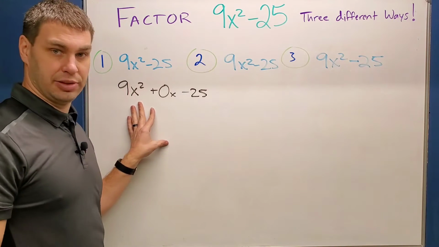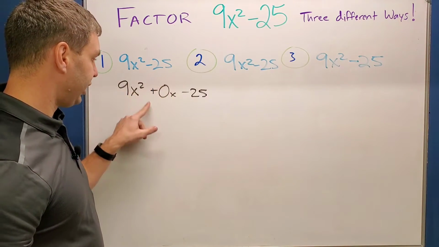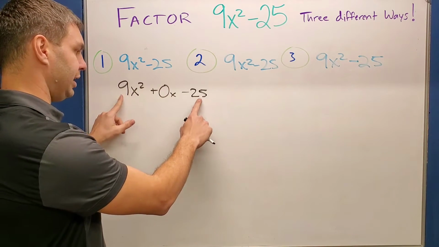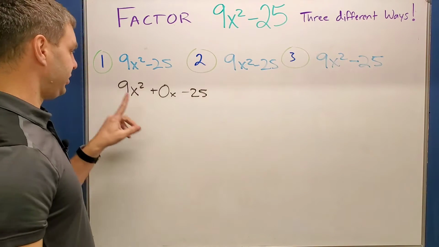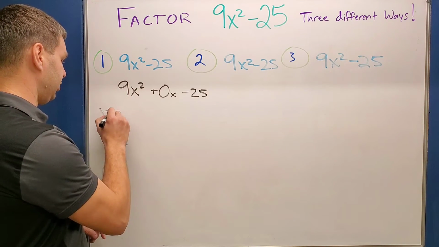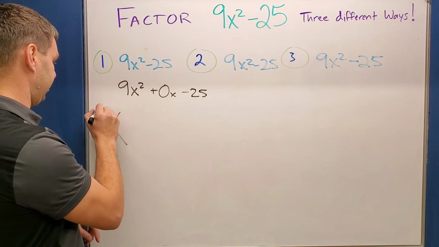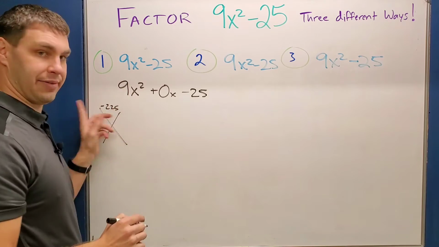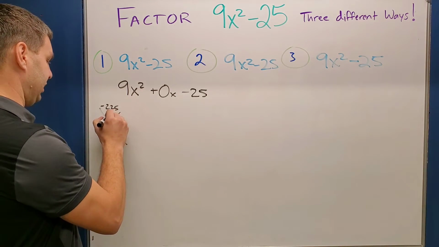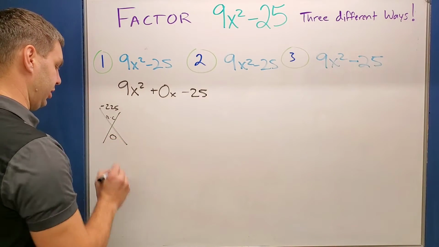And then what we're going to do for this one, if we're going to factor it by grouping, is we have to first look at our b term, which is a 0, as well as our a term times our c term. Now I'm seeing that 9 times negative 25 is negative 225. Get a little more space over here, negative 225. I like to make a little graphic organizer. It looks like an X, okay? And that's my A times my C. My B term is gonna come down here. That's just 0, all right?